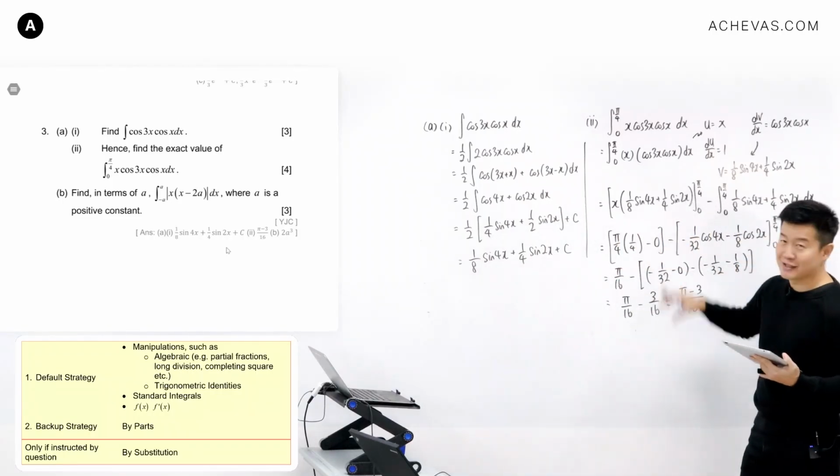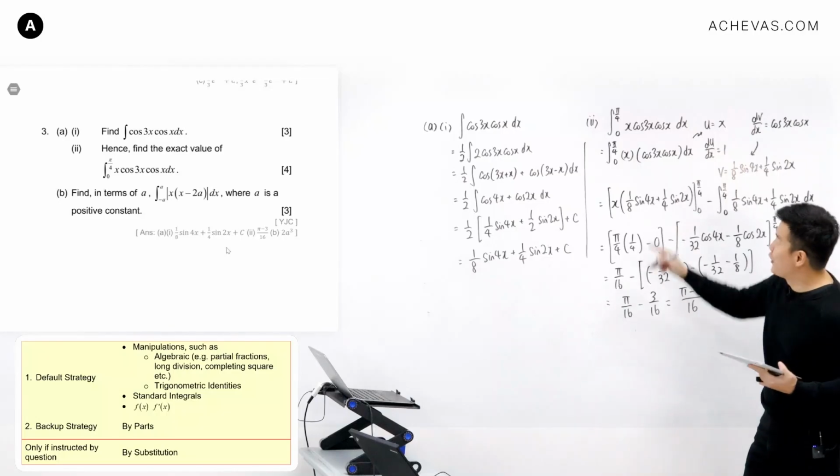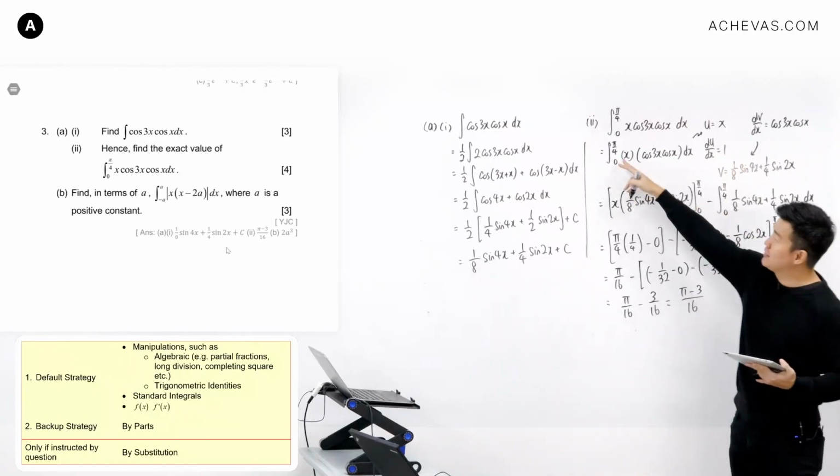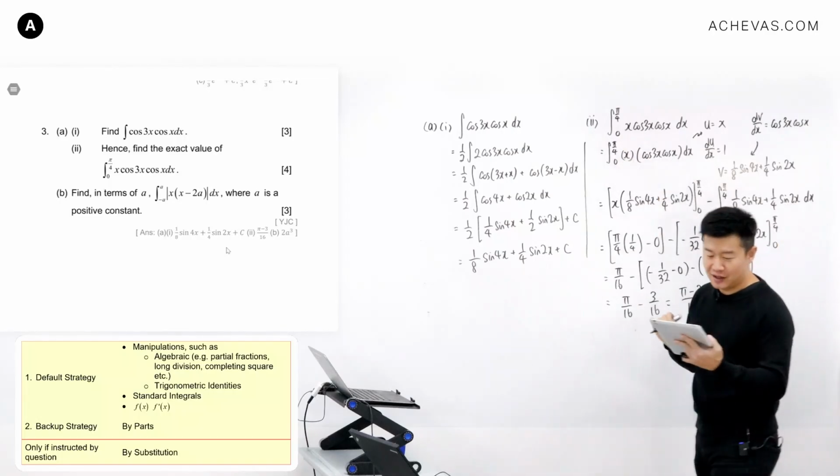Okay, it is sort of tedious. And my apology for writing this wrongly. It should be pi over 4. In case you didn't capture it, I wrote this as pi over 2, so that's my mistake. Next, B.